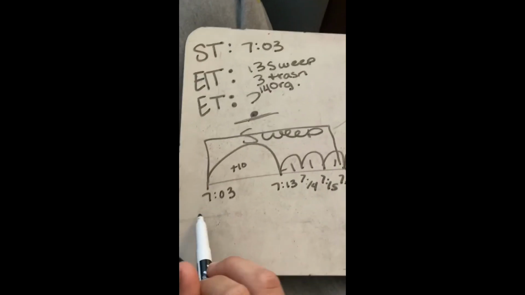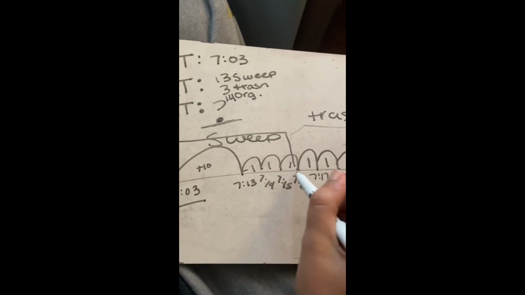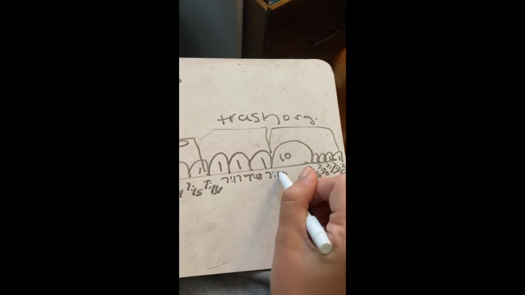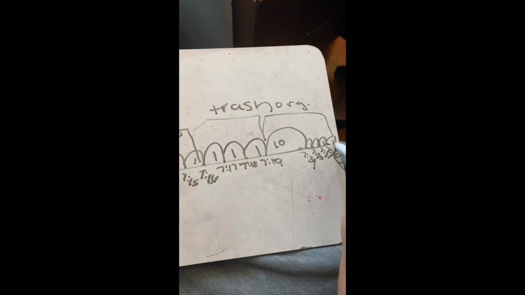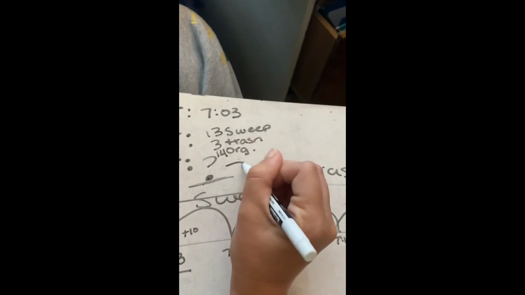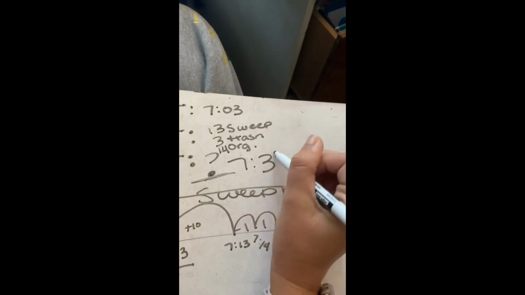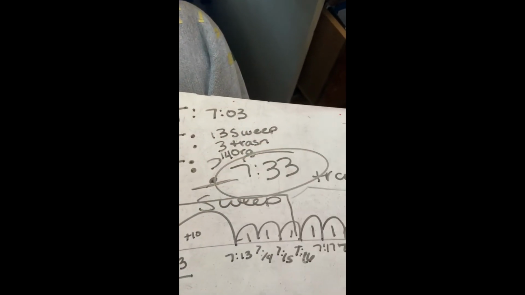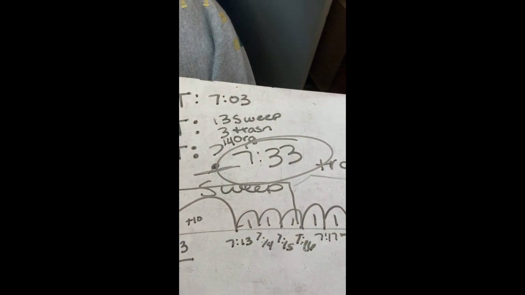So in all, if she started at 7:03, she swept, she took out the trash, and she organized, what time did she finish? 7:33. All right, I hope you got that answer as well.